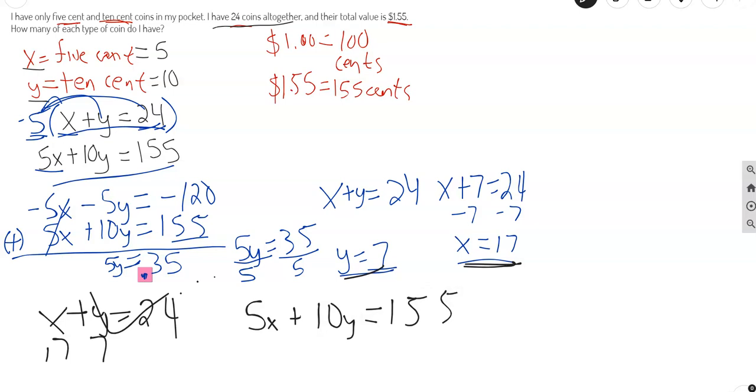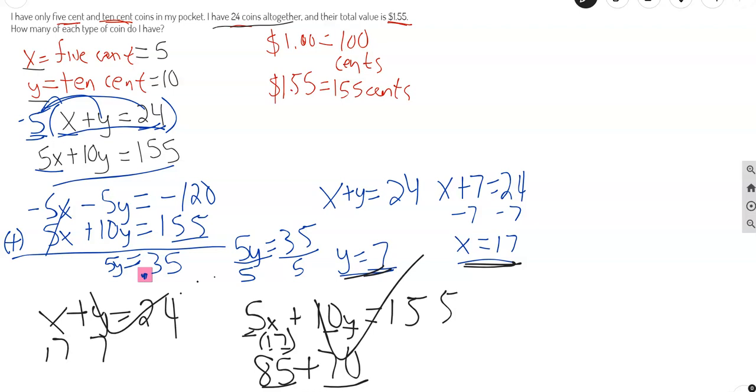5x. Our x is 17. 5 times 17. 5 times 10 is 50. 5 times 7 is 35. So that's 85 plus 10 times 7. That's super easy. 70. 85 plus 70 is 155. It is our answer. It is correct.